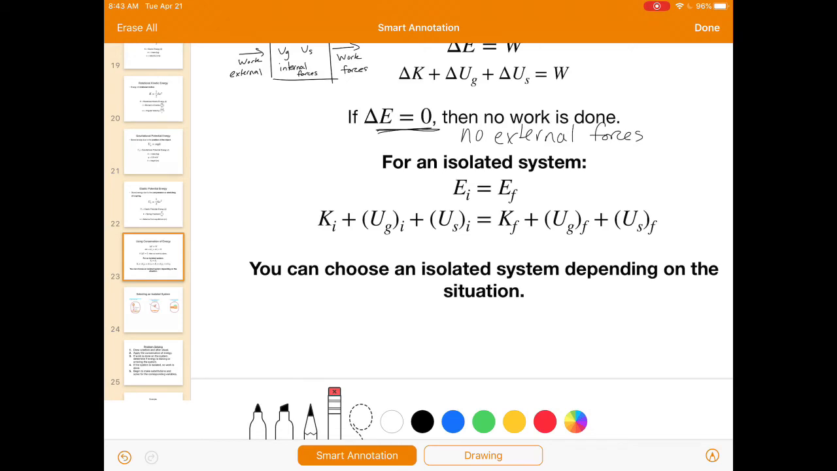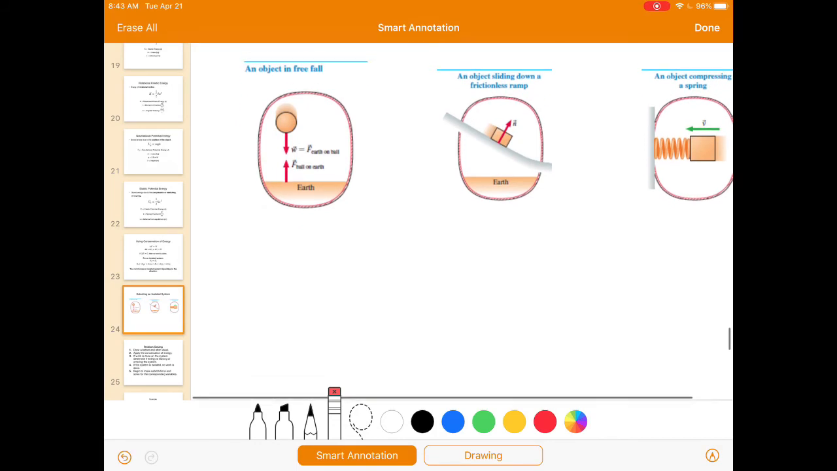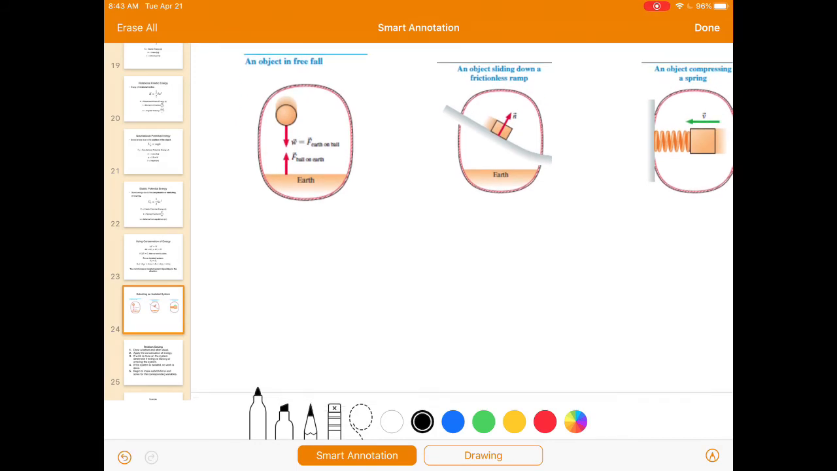All right, so let's look at some situations here. Let's say first I have an object in free fall. So what we want to do is we want to select a system that includes as many forces and as many types of energies as we can. So here, what I'd want to do is select my system so that there are no external forces. The way that I'm going to do that is by putting the ball and the earth all in the same system. No external forces.